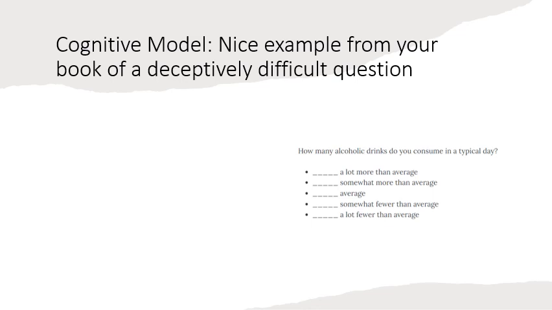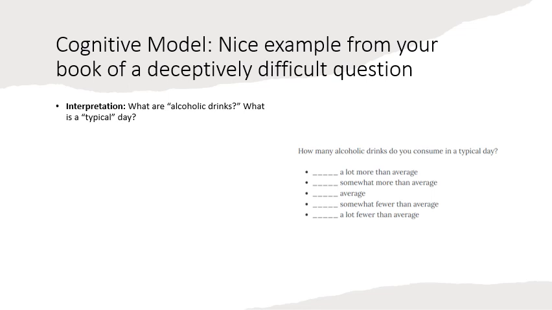So here is an example of a deceptively difficult question. How many alcoholic drinks do you consume in a typical day? And the answer response options are a lot more than average, somewhat more than average, average, somewhat fewer than average, and a lot fewer than average. And you might be thinking this looks like a perfectly reasonable question, but let's look now at what a respondent has to do in order to answer this question.